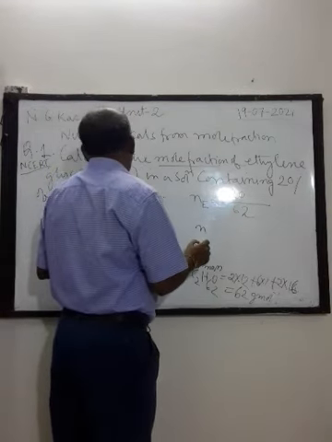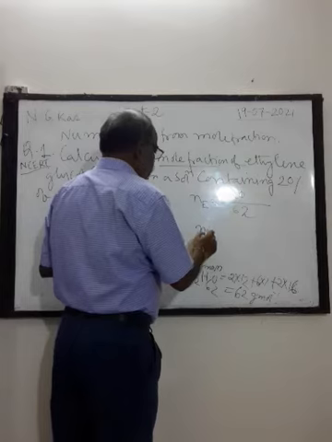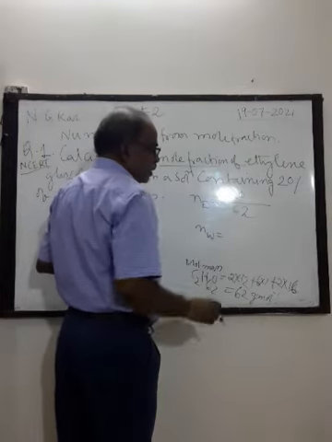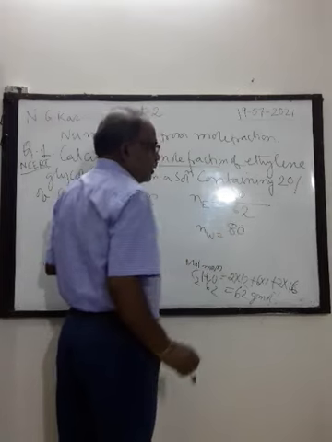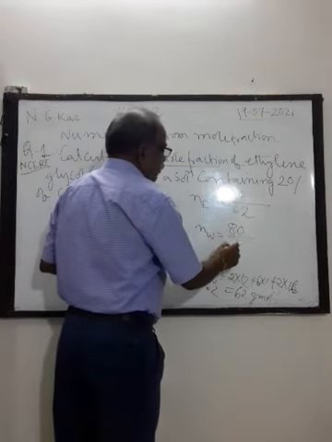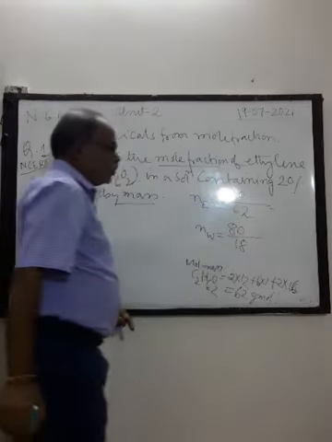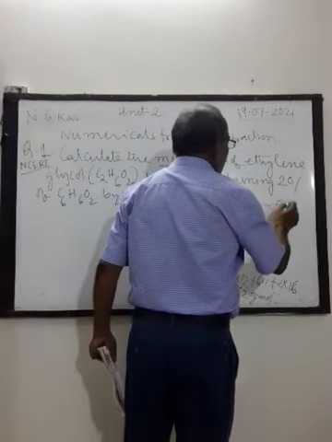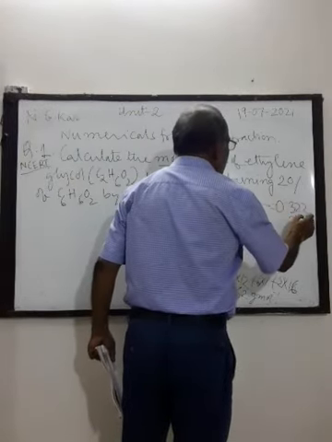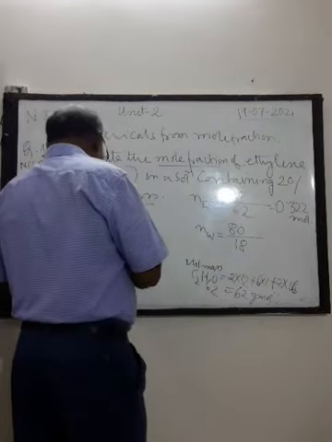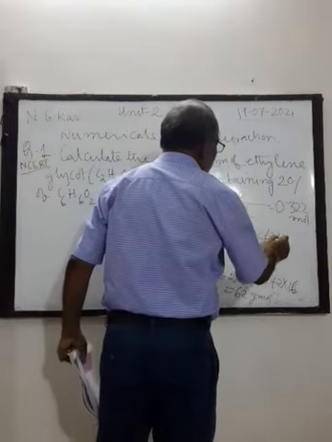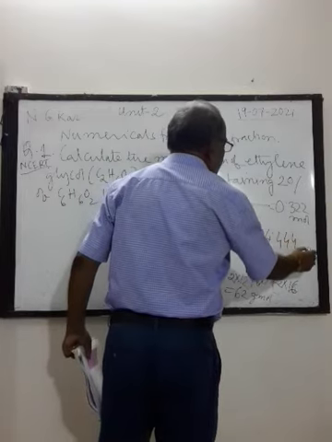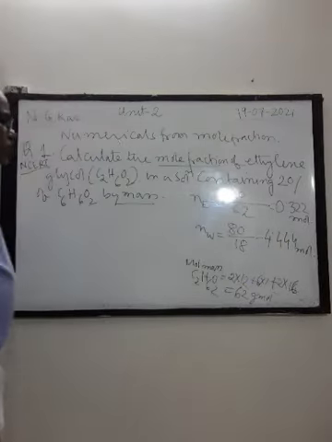Similarly, the number of moles of water. Here 20 is ethylene glycol, so the remaining 80 will be water. The molar mass of water is 18. So this is the number of moles of ethylene glycol and also the number of moles of water. The number of moles of ethylene glycol equals 0.322 mole and the number of moles of water equals 4.444 mole. So the number of moles of both are ready.